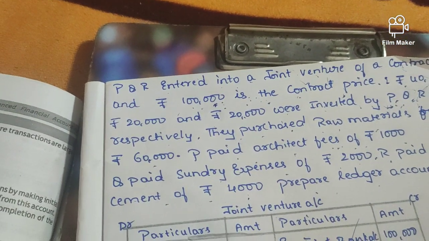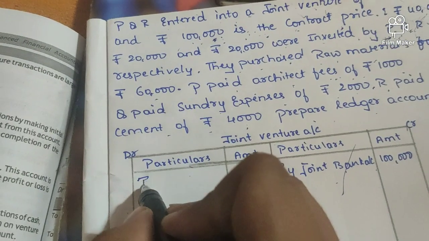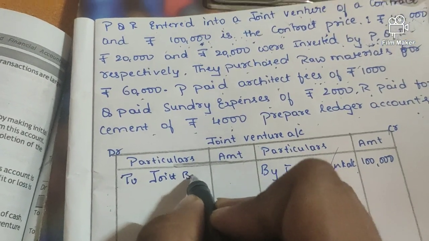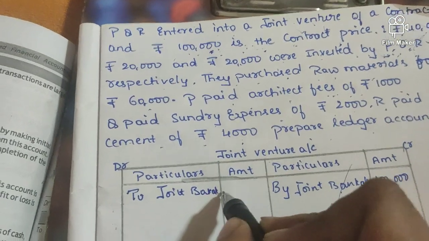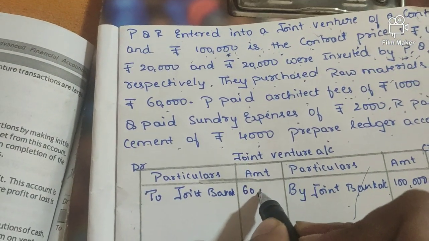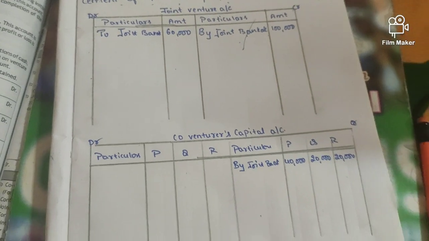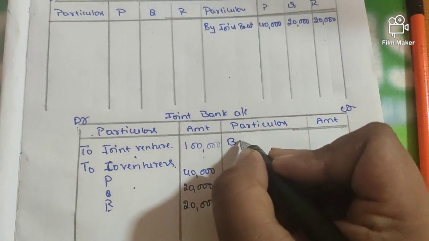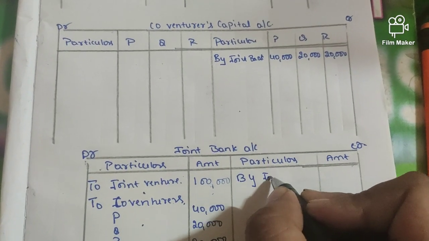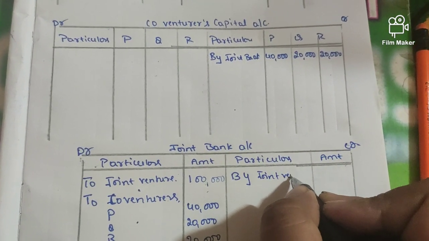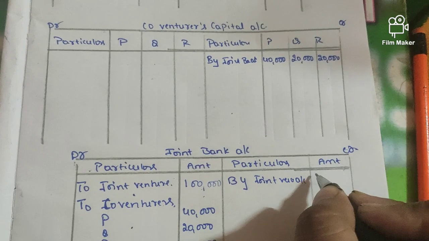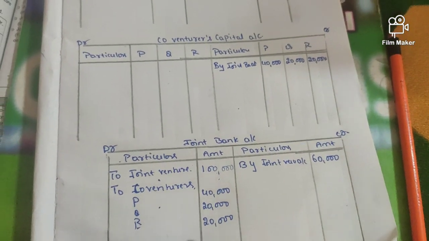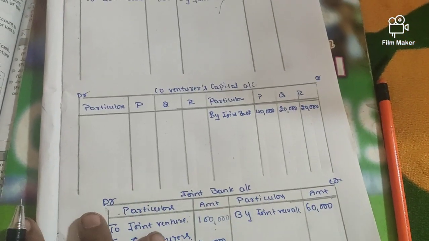So under joint venture account, we will mention it as to joint bank account. How much is the amount? 60,000 rupees. Under the joint bank account credit side, we will mention by joint venture account, 60,000. Got it? Yes. Let us go with the next thing.